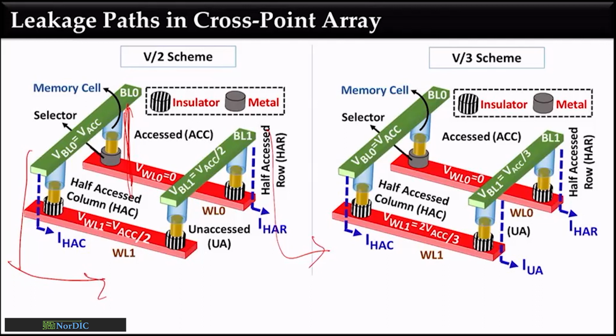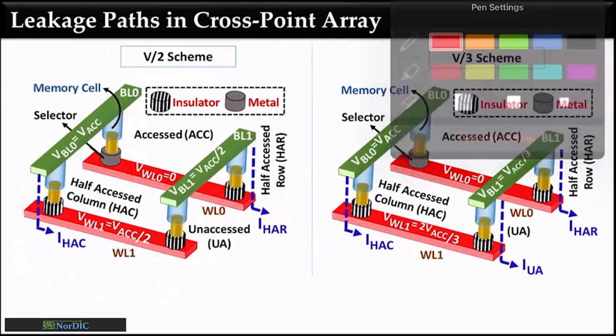They're sneaking out or something. Okay, so the half access column and half access row cells will have sneak path current. But the good thing is you have saved your unaccessed cells from having any sneak path current at all, because you have zero voltage across them in the V by 2 biasing scheme.